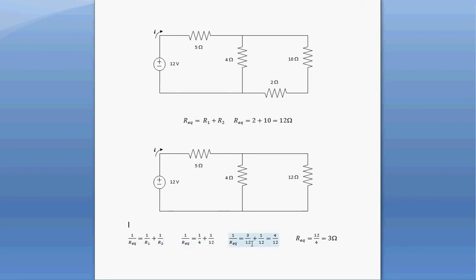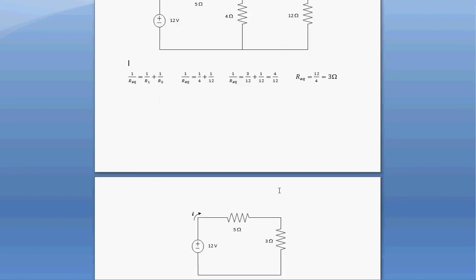1/4 is the same as 3/12, which is 4/12 when added to the 1/12. This is not R equivalent, this is 1 over R equivalent. So take the reciprocal of this and the reciprocal of this. So R equivalent over 1 is equal to 12 over 4, which is 3, which is less than both 4 and 12. So we're going to take these resistors out and replace them with just a 3 ohm resistor, which is what we see here.